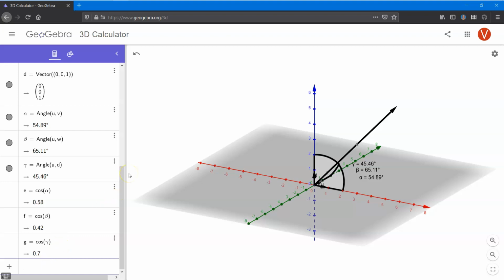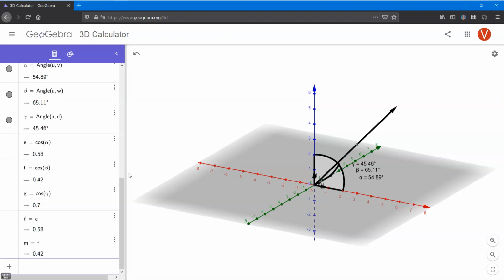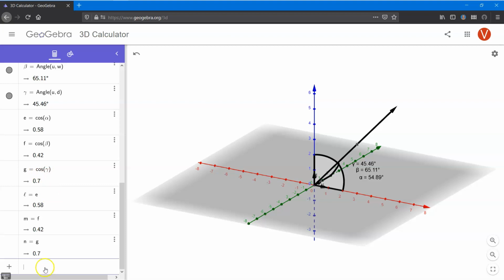And remember, L, M, N are the direction cosines. So L is cos alpha, that is E. M is F, and N is G. So E, F, G is cos alpha, cos beta, and cos gamma.